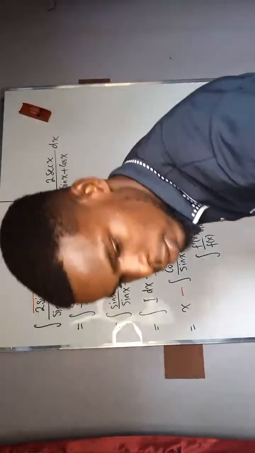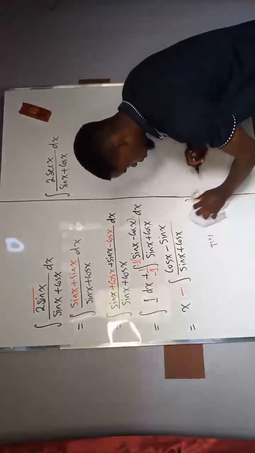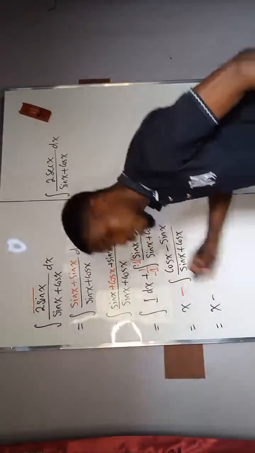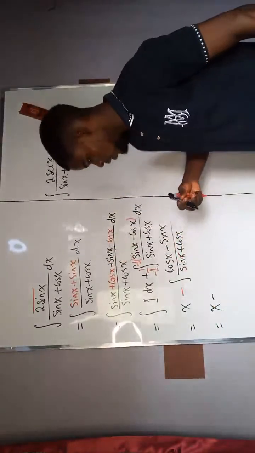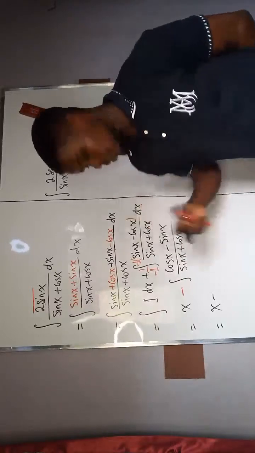Okay, let me clean this. Now, of course, you notice that, keep that rule in mind. You notice that this is x minus, right? Okay. Now the derivative of this denominator will give us the numerator simply.